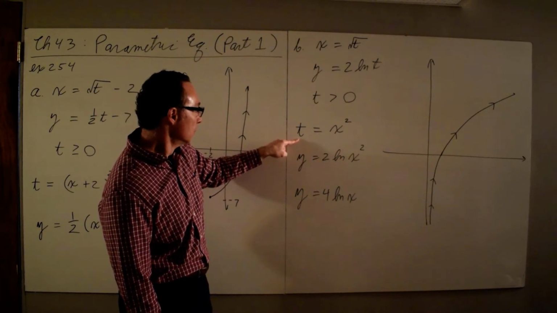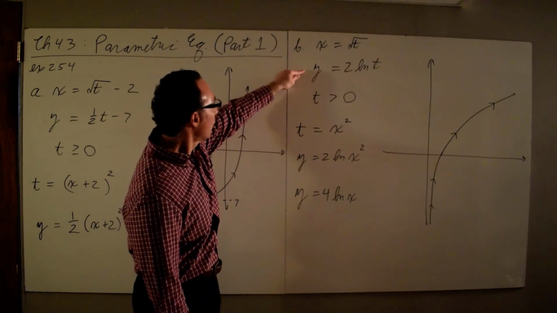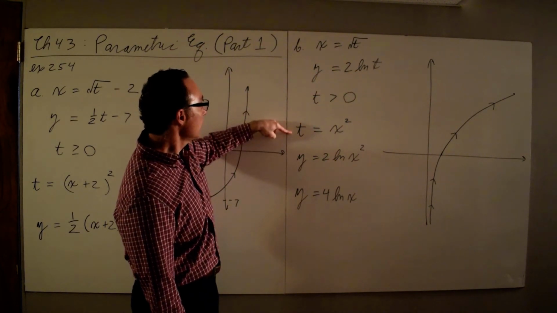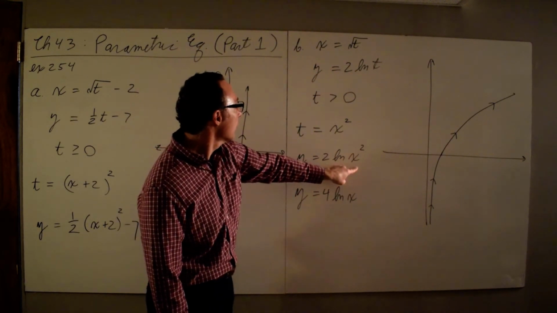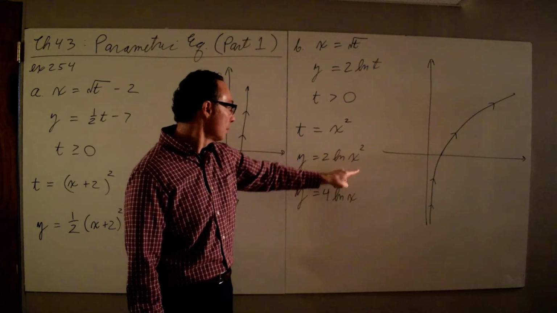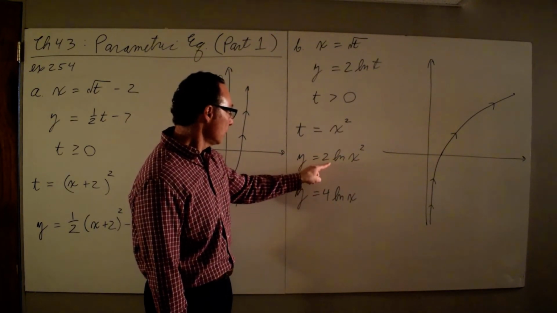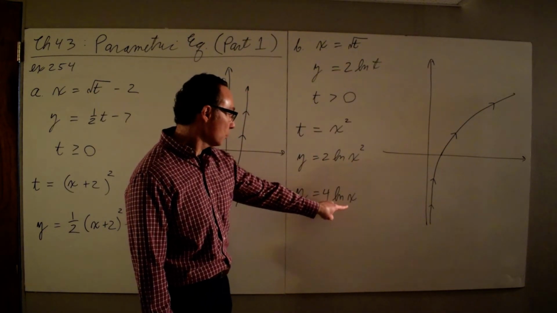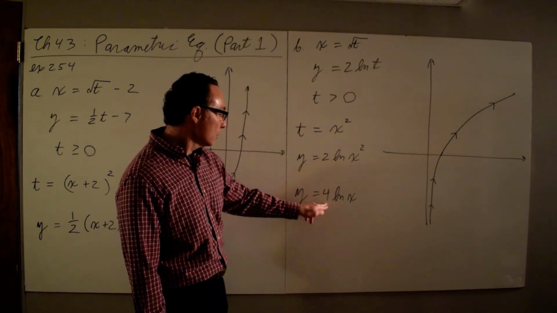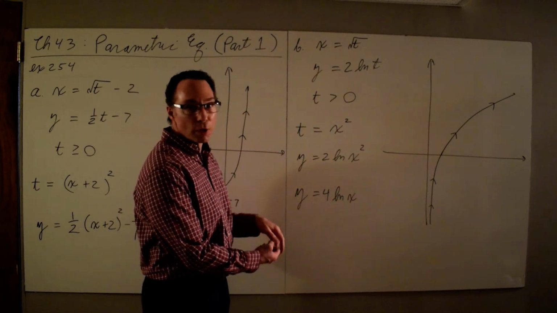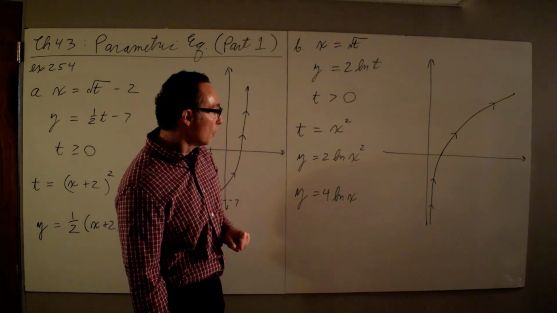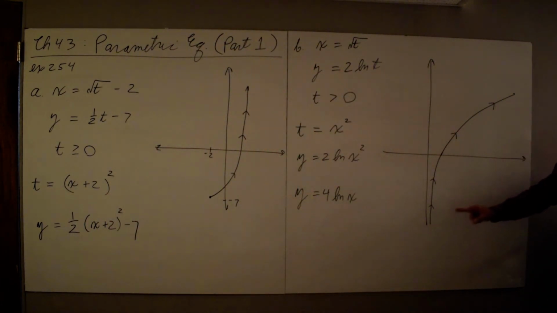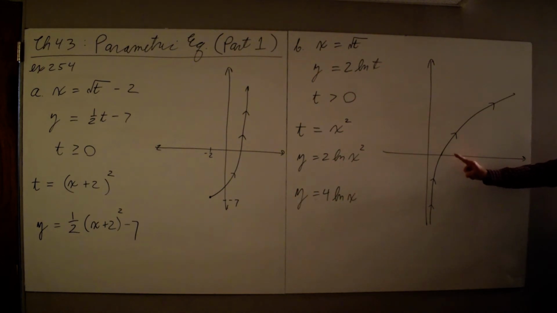So we take the equation x equals square root of t, and we solve for t in terms of x. t is x squared. Then we take our expression y equals 2 natural log of t. Knowing that t is x squared, we substitute x squared for t. So y is 2 natural log of x squared, which we can write as 4 natural log of x. So this is just the natural log function stretched vertically by a factor of 4. So we sketch our curve here, and we draw the arrows in the order of increasing t.